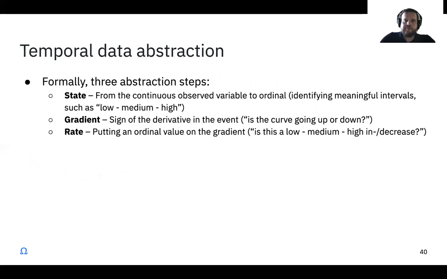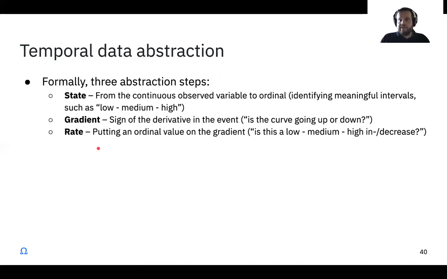Again, this is the formal definition. Formally there are 3 abstraction steps. First, you're chunking your y-axis into the so-called state. So you're observing some variable over time, and you identify meaningful values: this is a high value, this is a medium value, this is a low value, or you have some intervals that are meaningful within your domain of knowledge, and you're going to be viewing the temporal information in perspective of this so-called state.